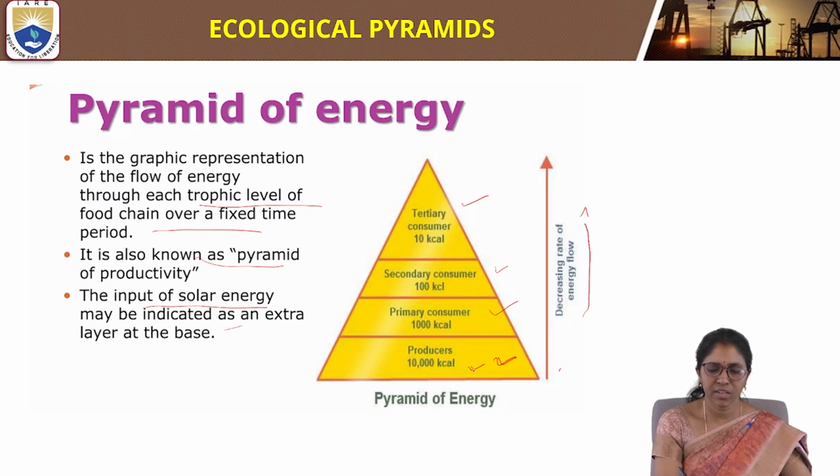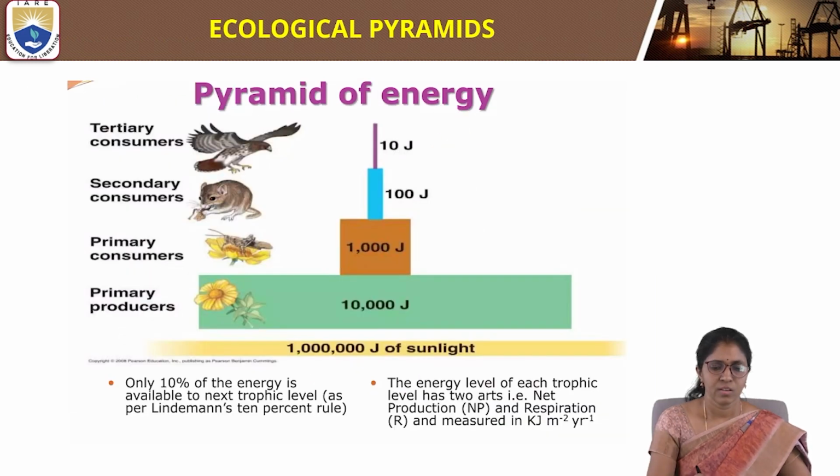So here producers have more energy than tertiary consumers. Like this, energy is flowing from bottom to top with decreasing energy. If we see, the energy is decreased from bottom to top, from producers to tertiary consumers. So this is a pyramid of energy.